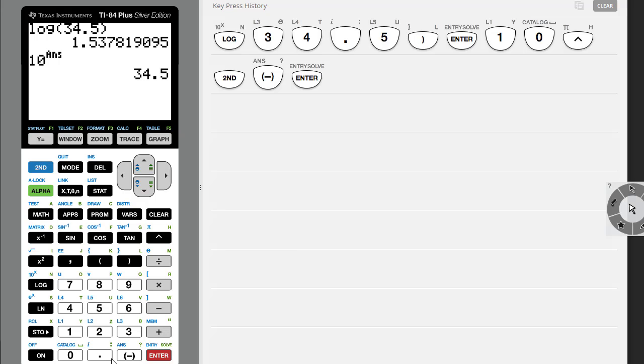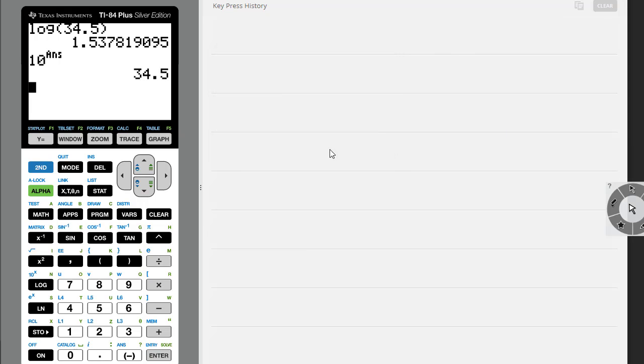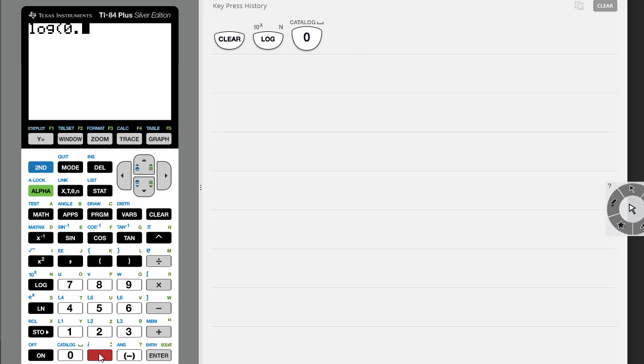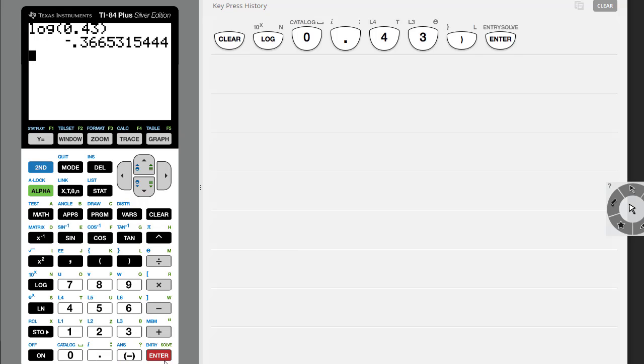Okay. All right. So what's log of 0.43? Okay. Log of 0.43 is negative 0.36653. Okay. Or if we were rounding, negative 0.367. Okay. All right. Okay. Why did you get an error for the next one?